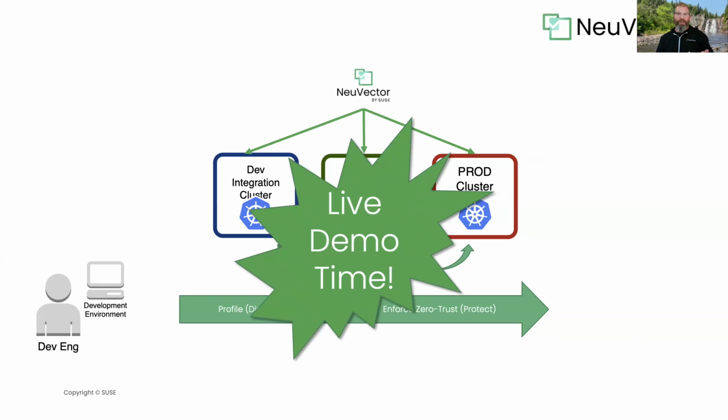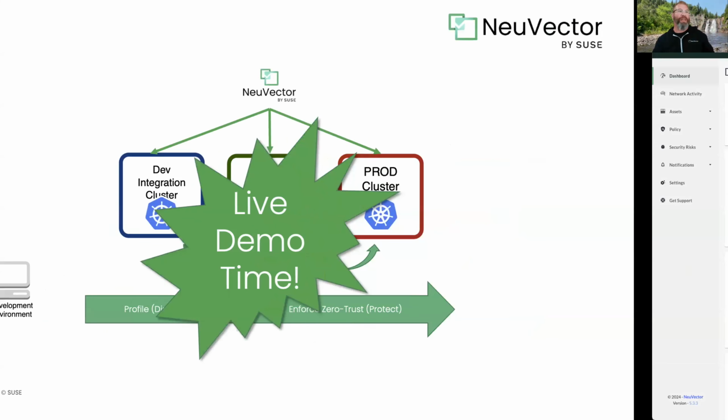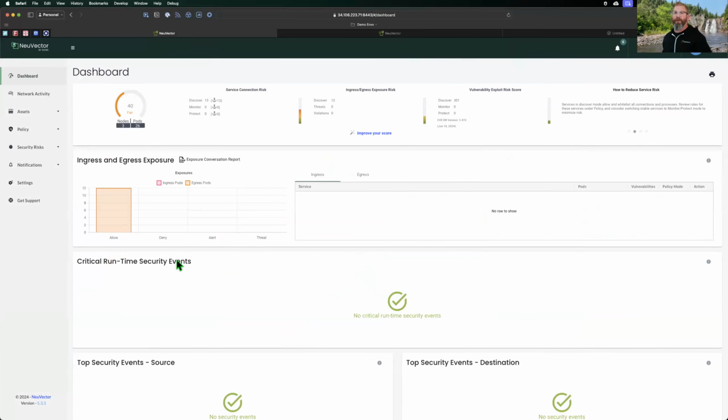So NeuVector is a Kubernetes native deployment for a security tool. So it's not a SaaS. It doesn't do any code injection, no sidecarring. You deploy NeuVector into your environment. It takes approximately 60 seconds to deploy with a Helm chart, and it's open source. That's wonderful. You can get started with this today.